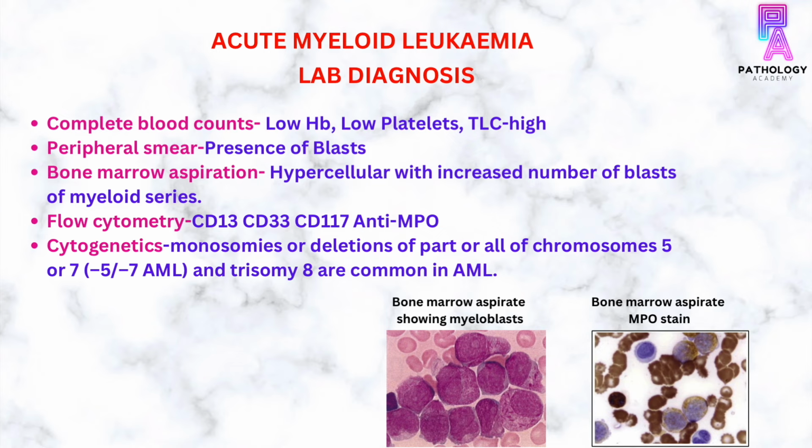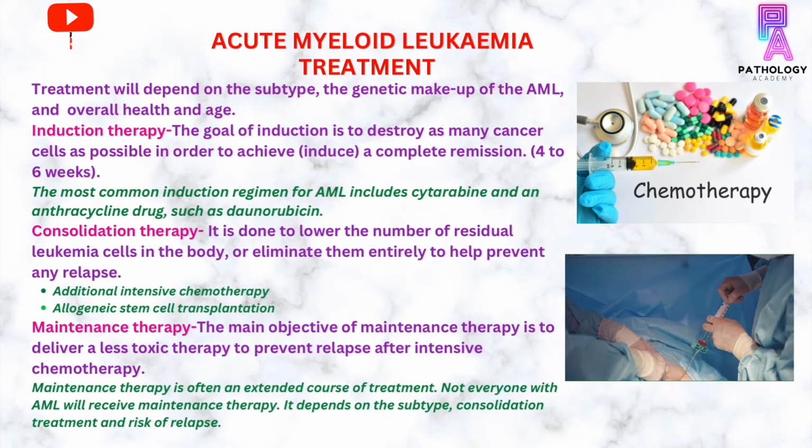Flow cytometry is done for immunophenotyping as CD13, CD33, CD117, and anti-MPO are immunophenotypic markers of acute myeloid leukemia. Cytogenetic evaluation is also important to detect monosomies or deletion of part or all of chromosomes and trisomy, etc., which are common in AML. Coming to the treatment part of AML.